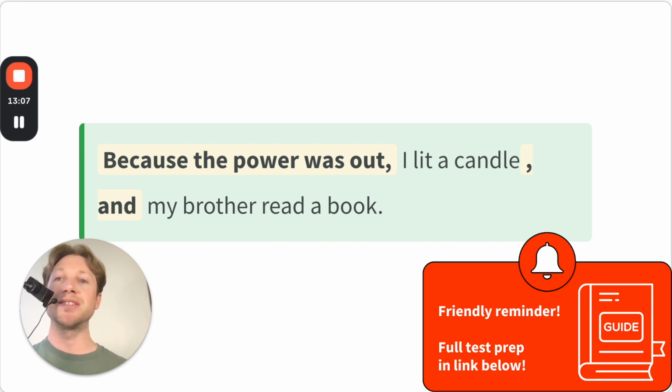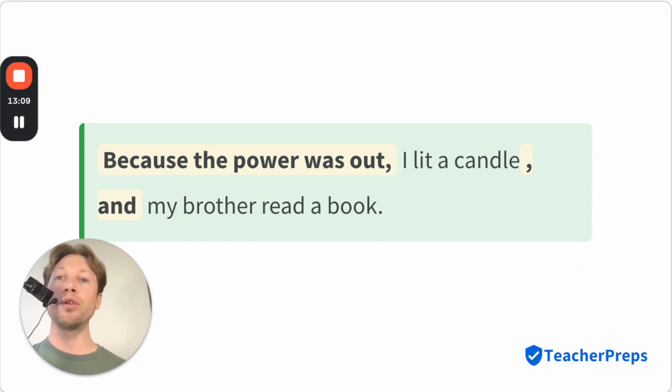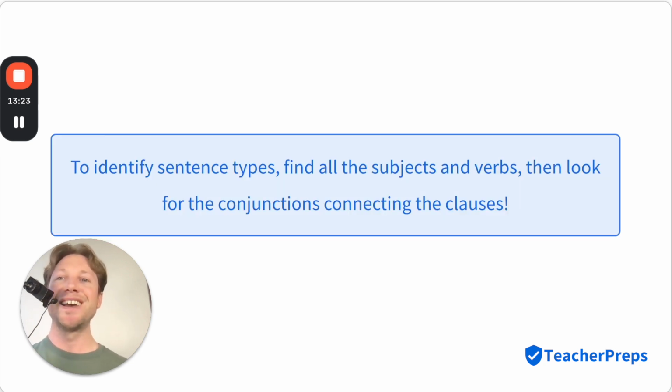So we have this example sentence which reads, "Before the power was out, I lit a candle, and my brother read a book." Here we have one dependent clause at the start, followed by two independent clauses. All right, so here's a quick test tip to figure out the sentence type if you receive a question on your upcoming teacher certification exam like this.